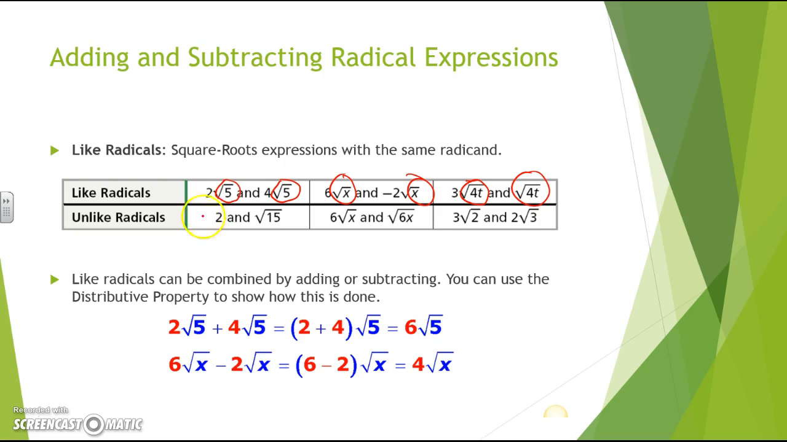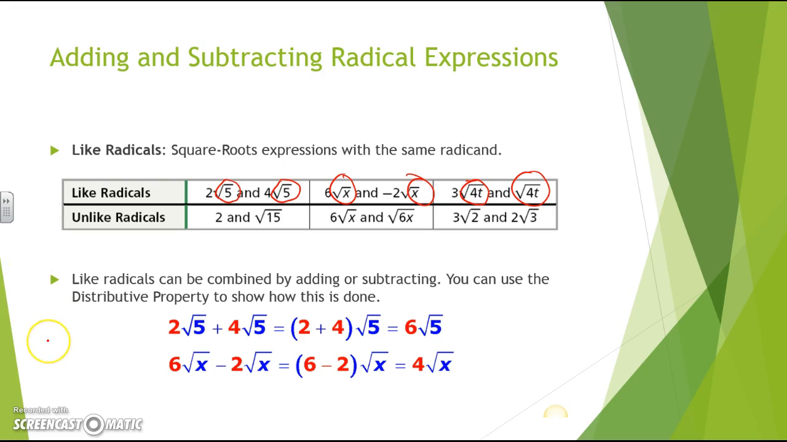Unlike radicals would be examples of 2 and the square root of 15, 6 times the square root of x and square root of 6x, 3 times the square root of 2, and 2 times the square root of 3. They do not have like radicals. That's just showing examples of like radicals and unlike radicals.